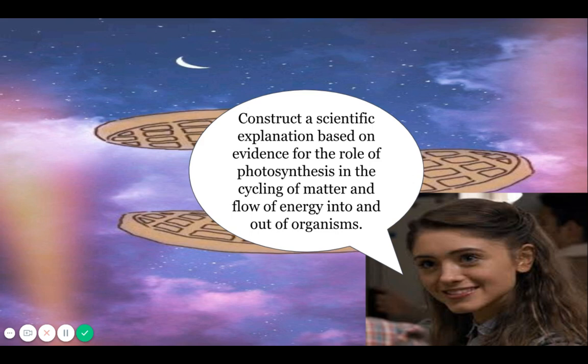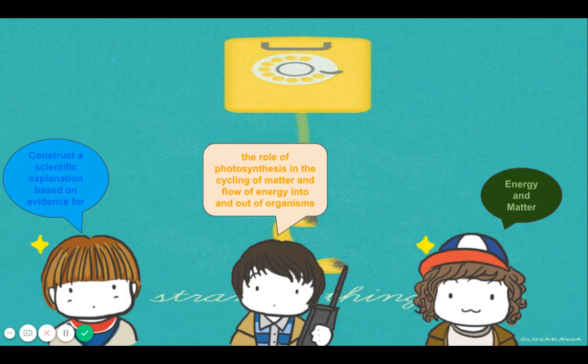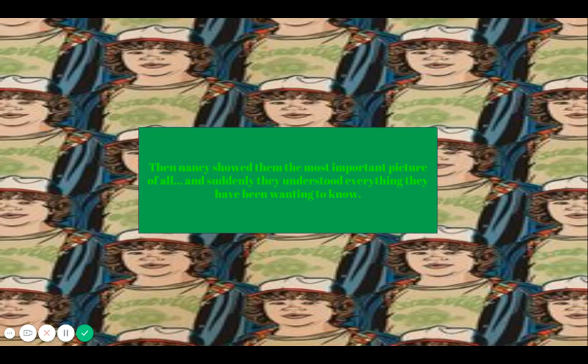Construct a scientific explanation based on evidence for the role of photosynthesis in the cycling of matter and flow of energy into and out of organisms. Energy and matter. Then Nancy showed them the most important picture of all, and suddenly they understood everything that they've been waiting to know.